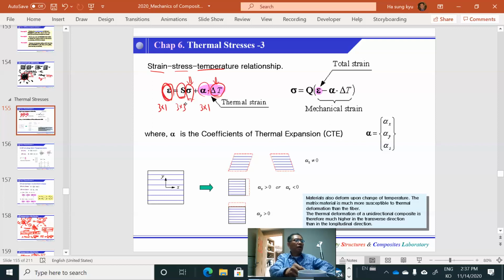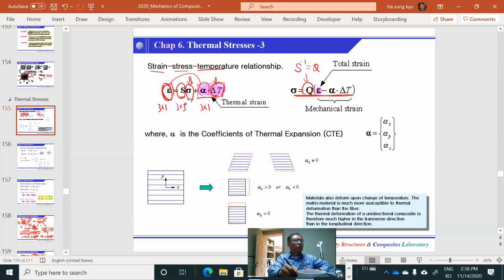And now we'd like to express this using the stiffness. To do so, we move terms to the left-hand side. So strain minus alpha delta T, and then Q, which is the inverse of the S matrix. This is the same form, but now we have the stiffness.